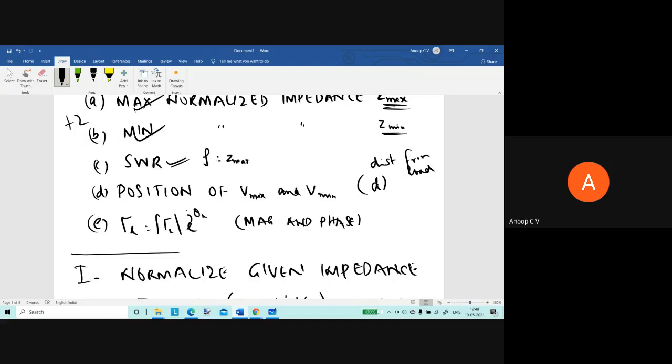Then standing wave ratio, we found the standing wave ratio rho is equal to the maximum normalized impedance, and that is equal to 3.8. That also we got, right? I told you it is numerically equal to. It doesn't mean rho is 3.8 ohm. That is why I'm always telling it is numerically equal to, which means they don't share the same units.